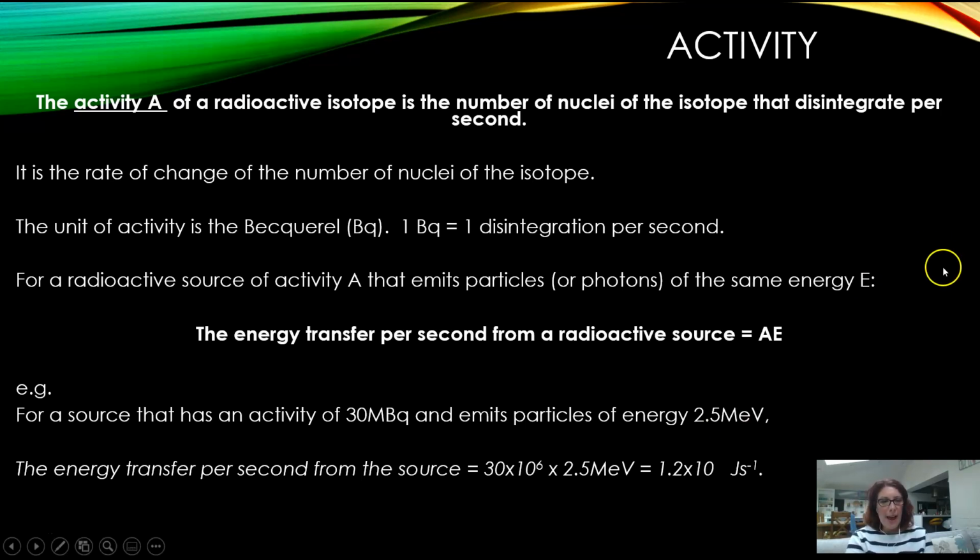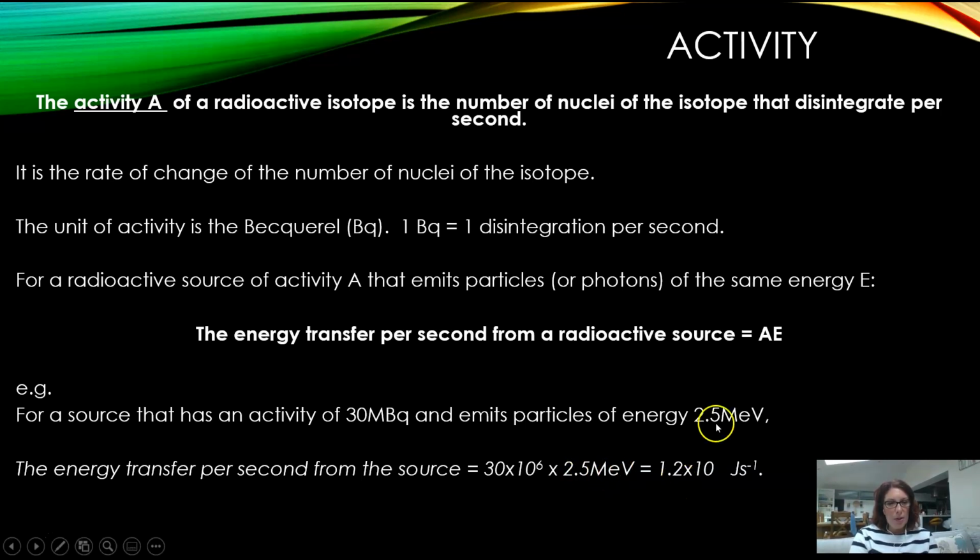So we're going to do A, which is the activity. So I need to convert the mega prefix into a number. So that's 30 times 10 to the 6. And then I need to convert this into joules, so 2.5 mega is 2.5 times 10 to the 6, and then electron volts, so times 1.6 times 10 to the minus 19. So my sum is 30 times 10 to the 6 times 2.5 times 10 to the 6 times 1.6 times 10 to the minus 19.